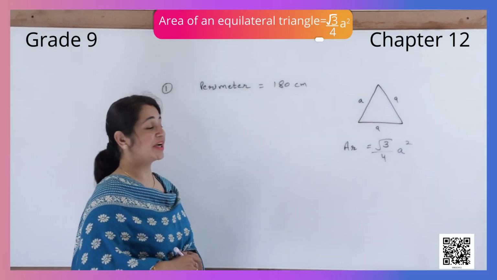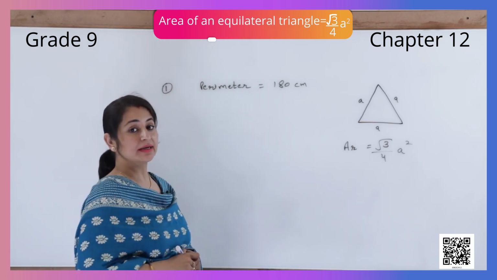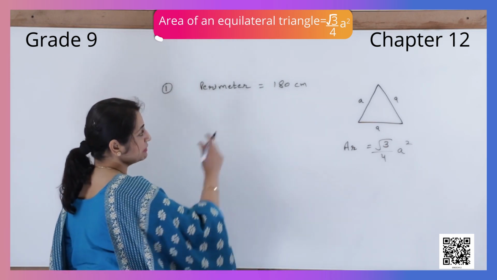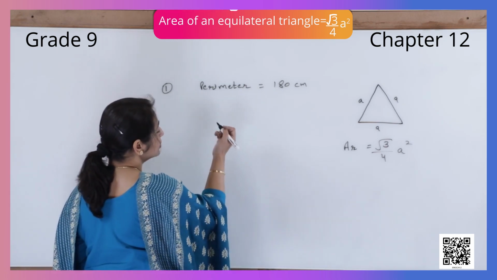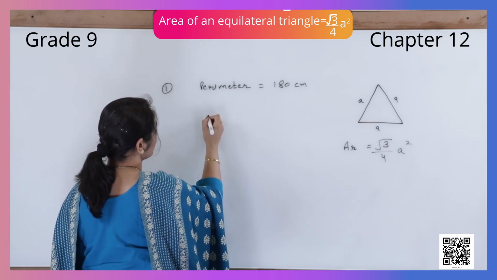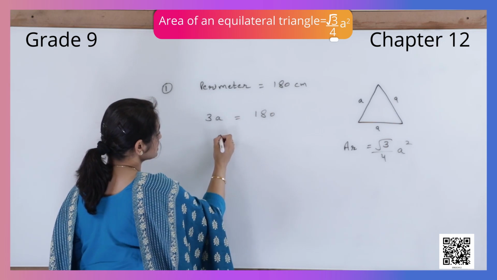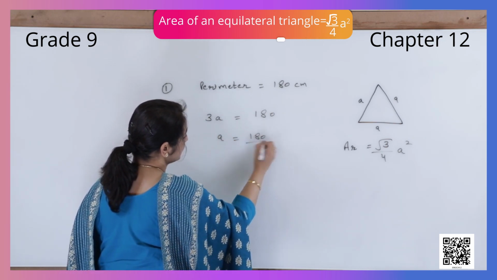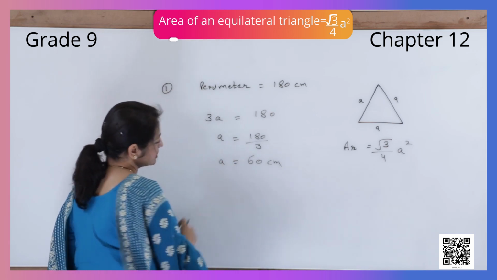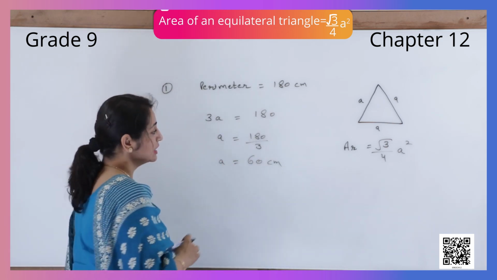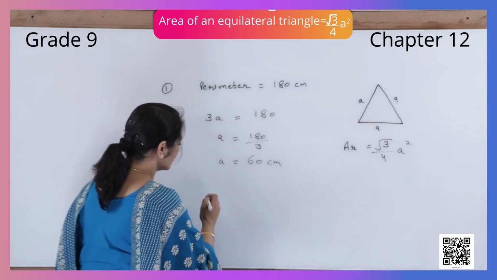Now we need to find out the actual area of the board if the perimeter of the board is 180 centimeters. If perimeter is 180 centimeters, then what will be the length of the side? We know that perimeter of an equilateral triangle is 3A. If 3A is equal to 180 centimeters, then A will be 180 upon 3, that is 60 centimeters. So length of A is 60 centimeters. Now to find out the area, we simply need to put this value in this formula.